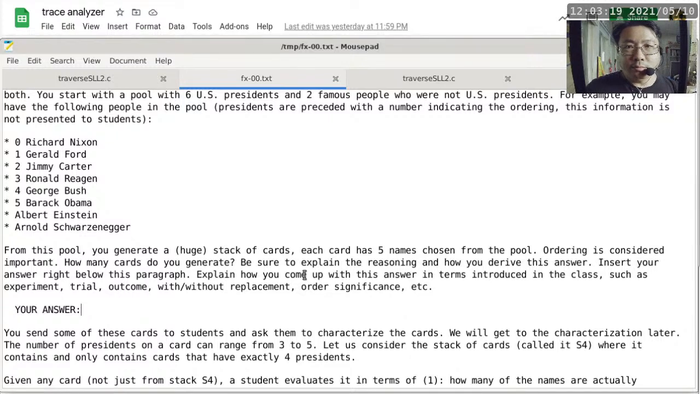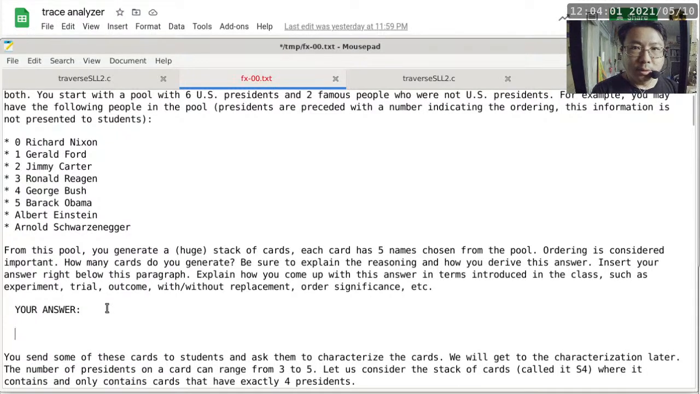All right, so now we have to read the question more carefully. This is the pool, and what you're doing is generating a huge stack of cards. Each card has 5 names chosen from the pool. And I didn't say how to choose those 5 names. I didn't restrict those 5 names to be only presidents, or require that they include the two non-presidents, or so on. So I'm really just saying, choose any 5 names out of how many? Out of 8. And the question specifically said ordering is considered important.